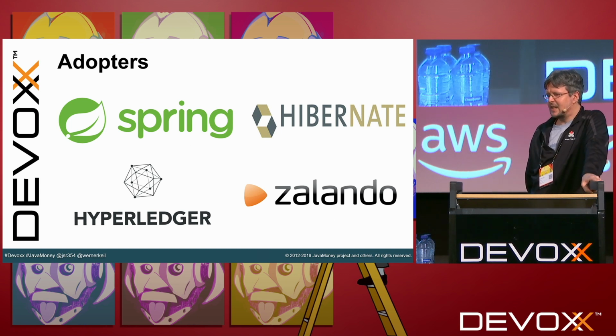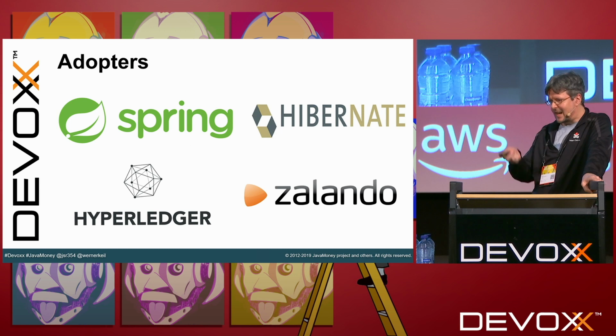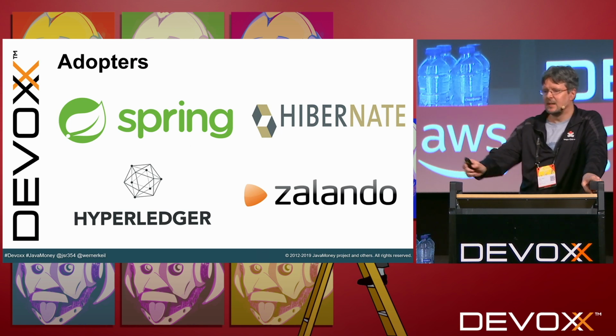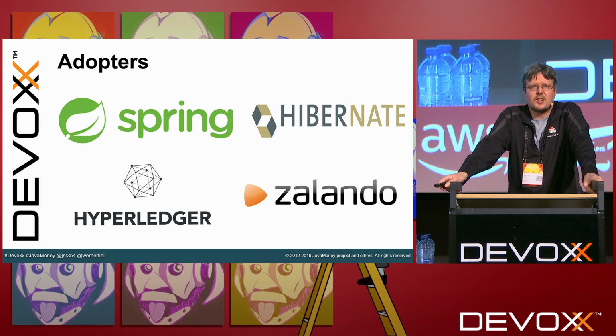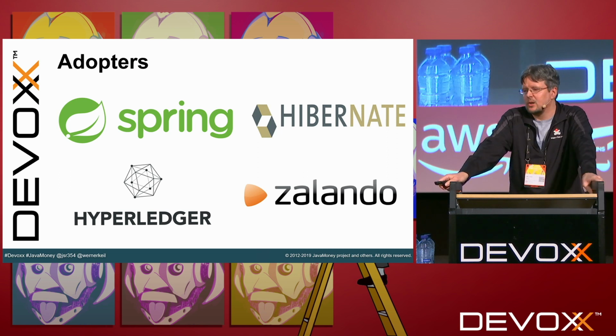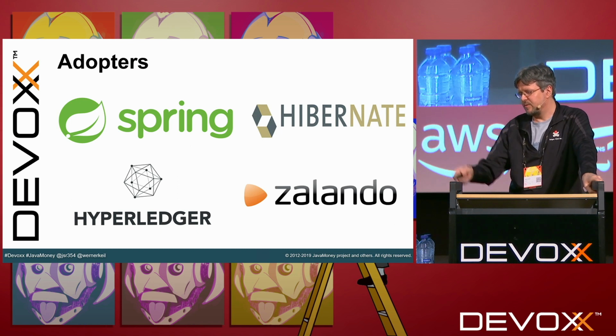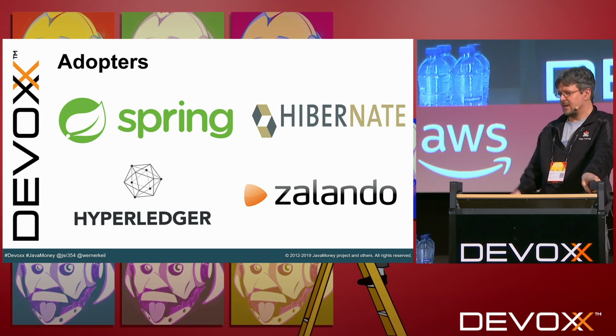Hibernate validator, thanks to Zalando, which also created a few other supporting projects like the Jackson JSON binding, created a bean validation support, which was now contributed to the actual Hibernate validator project. And for cyber currencies and cryptocurrencies, the Hyperledger project also uses the Java Money API in certain aspects.